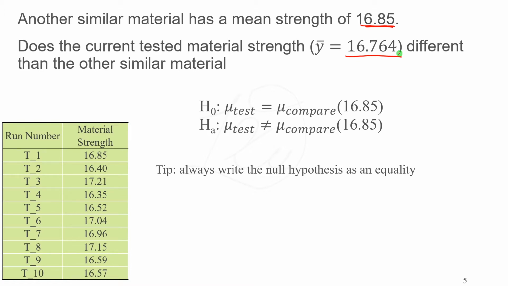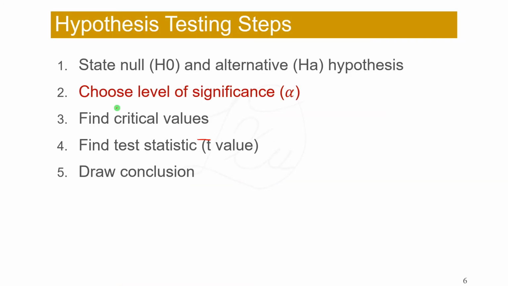What we want to test is whether the true test material mean, mu test, is different than that of the compared material, mu compare. The first step is to state the null hypothesis, H0, that mu test equals mu compare, and mu compare is 16.85. The alternative hypothesis, HA, is mu test not equal to mu compare. One of the tips in this step is to always write the null hypothesis as an equality. The second step is to choose the level of significance, alpha.